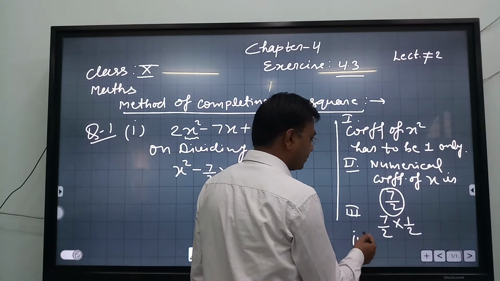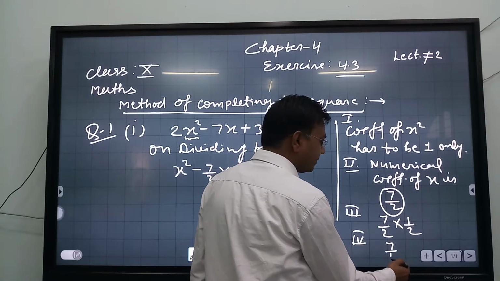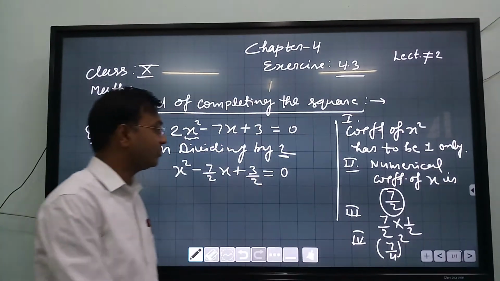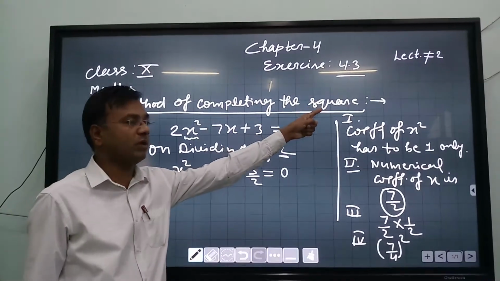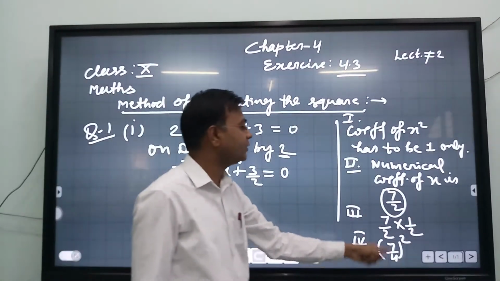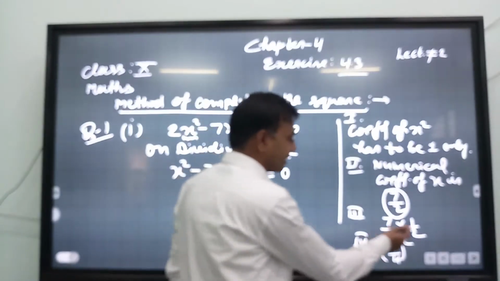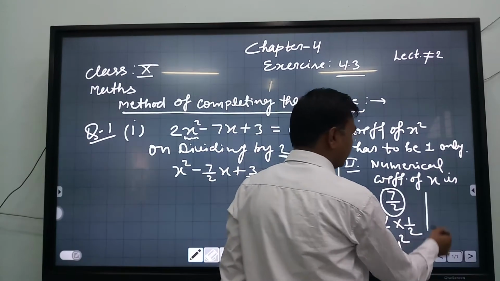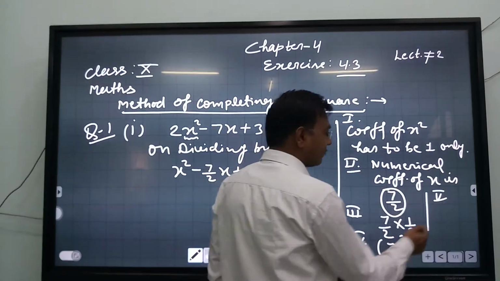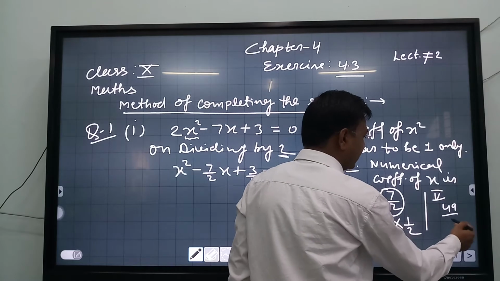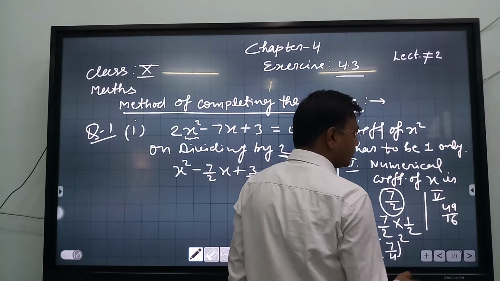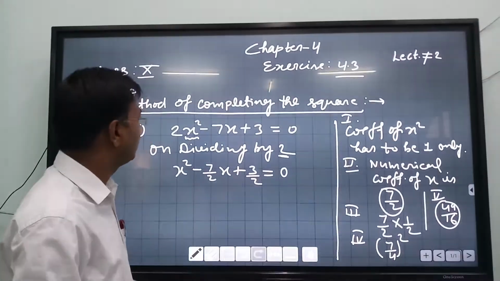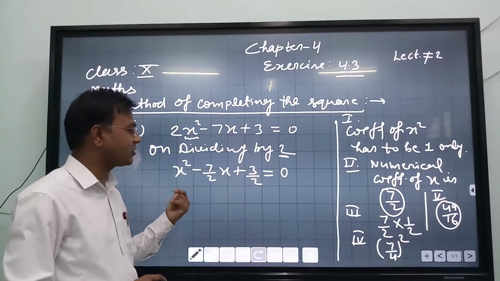In step 4, the obtained number, that is 7 by 4, has to be squared, because we have to use completing the square. So lastly we make the square of this number, 7 by 4. In step 5, 7 by 4 whole square becomes 49 upon 16. This number, 49 upon 16, is a unique number for completing the square, and especially for this question.